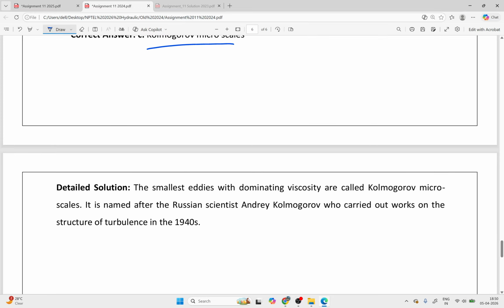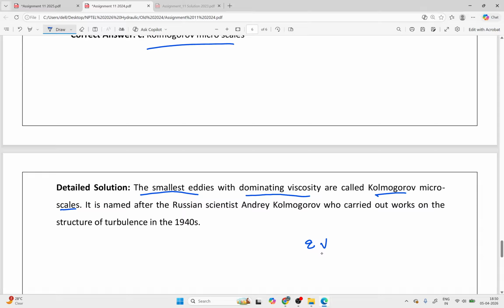Okay, so here is the detailed solution. The smallest eddies with dominating viscosity are called Kolmogorov microscales. Kolmogorov microscales means the small eddies, the eddies where viscosity is dominating.